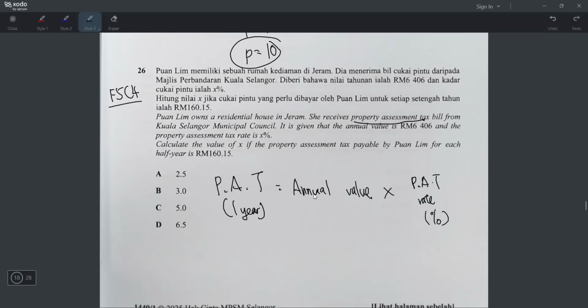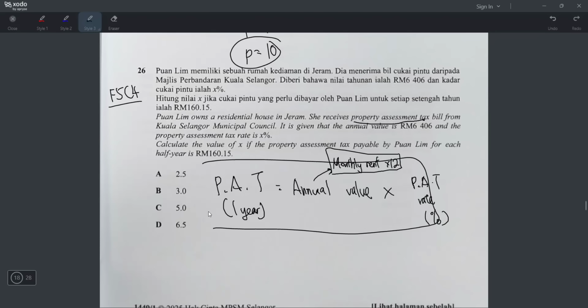And I want to talk about the annual value also. So the annual value actually comes from where? It actually comes from monthly rent times 12. Yeah. So if they don't give you the annual value, but they give you monthly rent, you can just times 12 to get the annual value yourself. Okay. Yeah. So this is the formula that you need to hafal. You need to remember. Okay. And the PAT rate is always in percent.